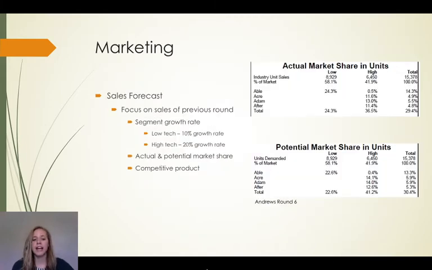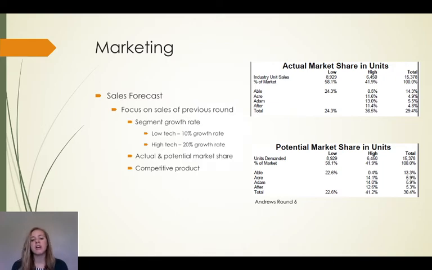For the sales forecast, we focused on the sales of the previous round, as well as the potential that we could have had. So for the growth rate, the low tech market would grow at 10% each year, and the high tech grew at 20%. So we factored those growth rates in, as well as our actual and potential market shares. The actual is what we really earned that round. The potential is the potential that we had to earn that year.